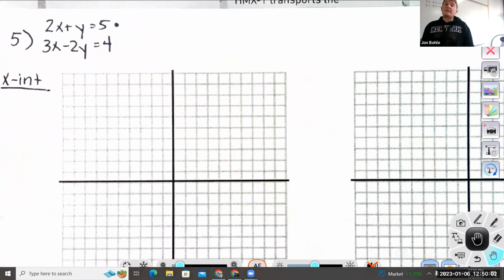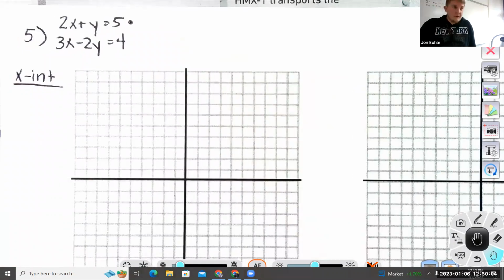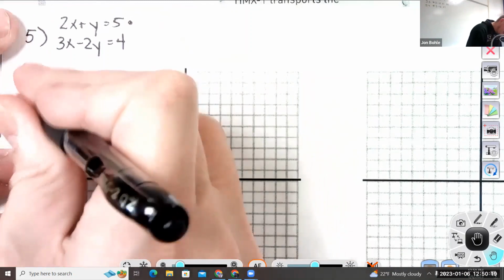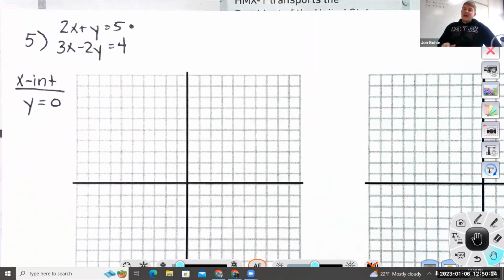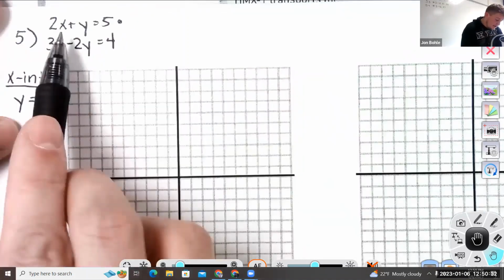X-intercept for the top one. If you were in my class in the first semester and you don't remember this fact, I'm going to be quite disappointed in you, because there is a very important fact about the x-intercept that everybody should know, because I talked about it a lot. Y equals 0. If you're finding the x-intercept, it's just a fact. The y value is 0. So if the y value is 0, what variable goes away? Y. So all that's left is just the x part.